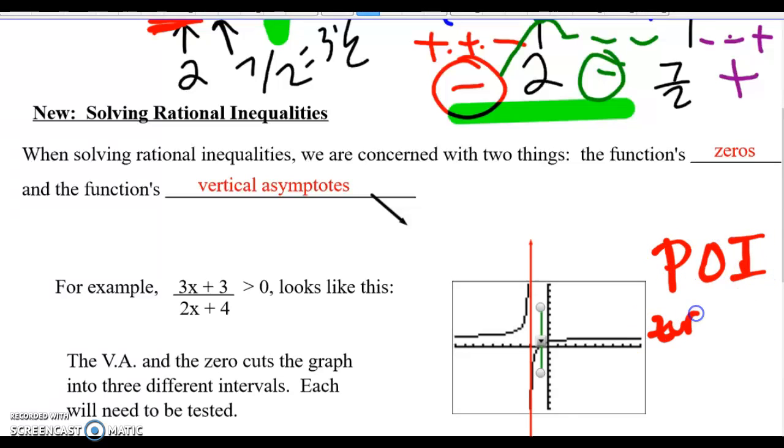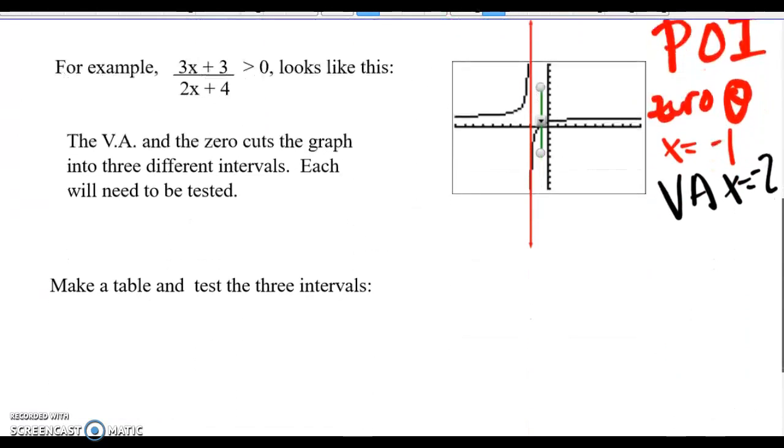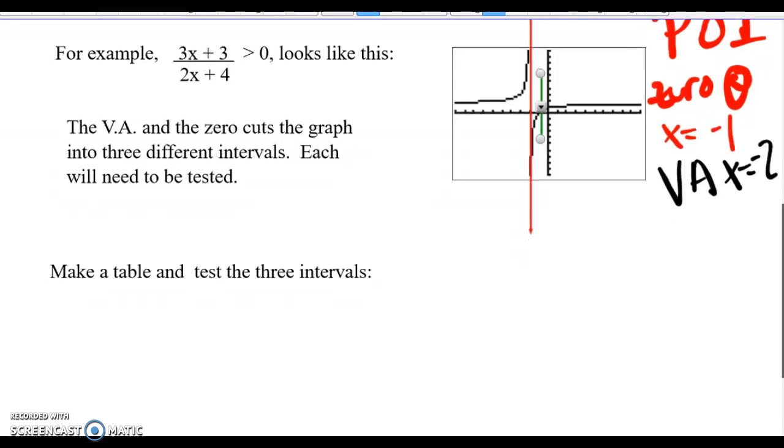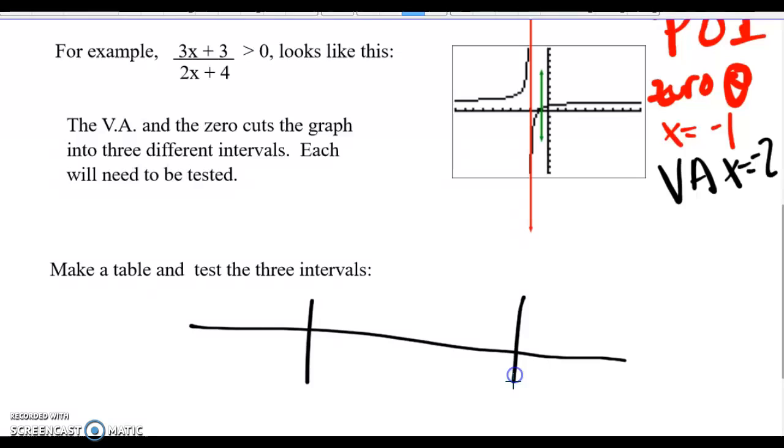So on this one, I'm going to call these points of interest. I've got a 0 at x equals -1, and then I've also got a vertical asymptote at x equals -2. Figure out why. Pause if you need to. Now make a table and test the 3 intervals. I just put out my table like I did before, and split it into 2 things. Vertical asymptote at -2, and a 0 at -1.